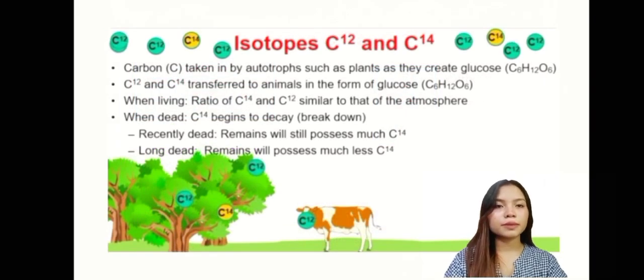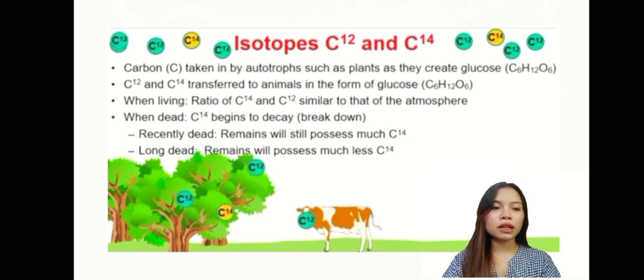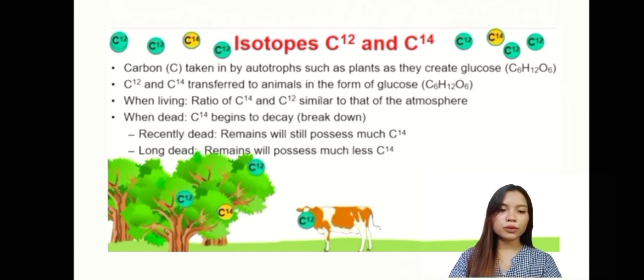In this slide ma-focus siya sa isotopes carbon 12 o carbon 14. As you can see, nga ang carbon is ginatake siya sa autotrophs such as plants as they create glucose, which is ang glucose kay ang type of sugar that can be found in plants and fruits. Mao nang bisag walay halo ang asukal ang uban fruits kay tamis or naay lasa. Then ang isa ka animal, for example kanang kabaw nga naa sa picture, is ikaon niya ang plant, then ma-intake niya ang carbon 12 and carbon 14 in a form of glucose.